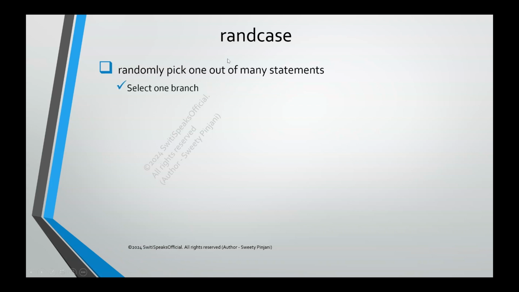How does it work? It has multiple branches, like case has multiple branches. And at a time only one branch will be selected. The branch expression is positive integer. It should be positive, not negative. And what does this positive integer indicate? It indicates the associated weight to the item.